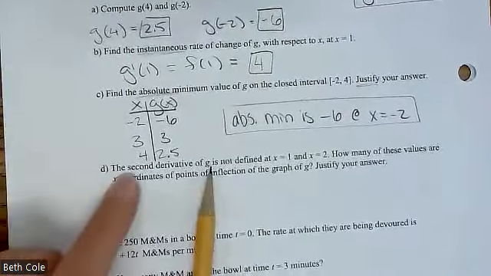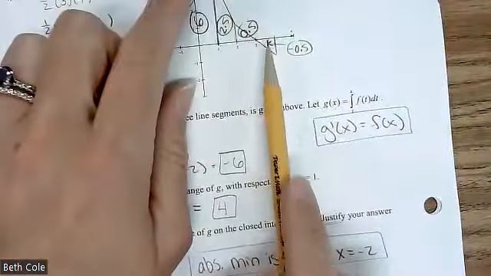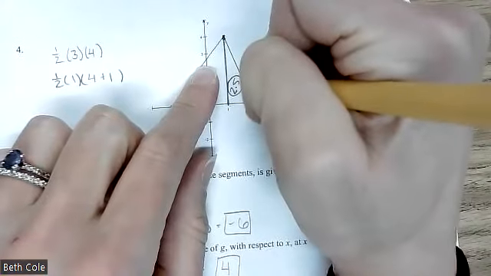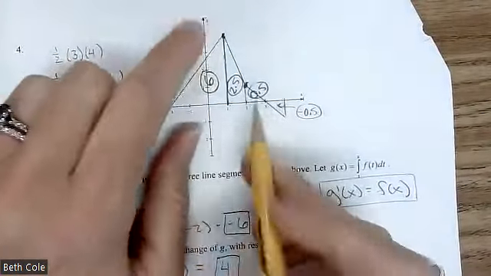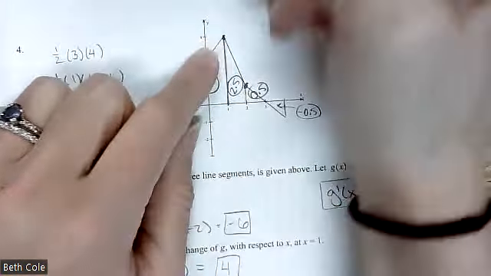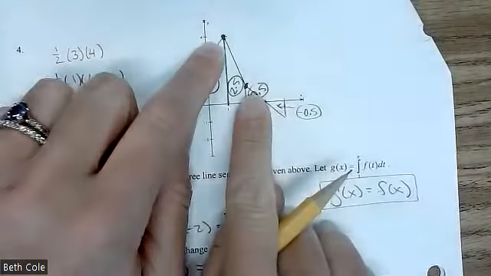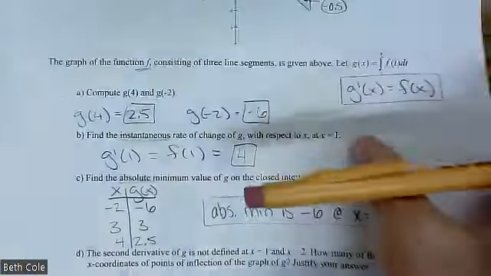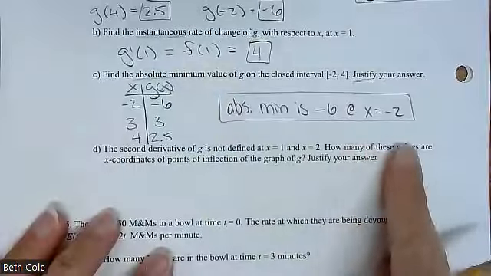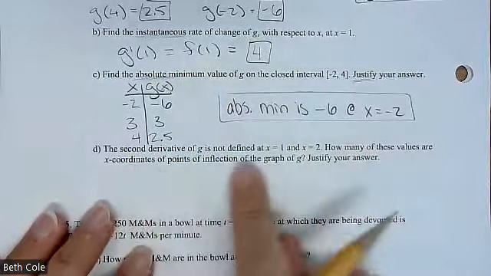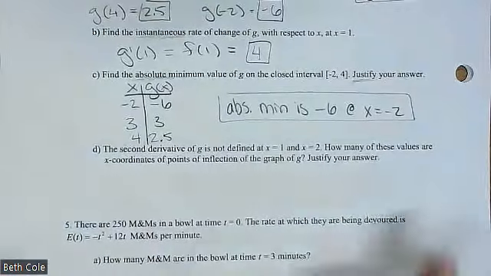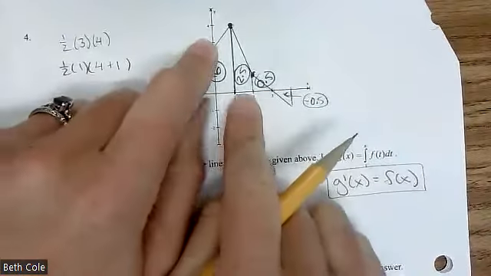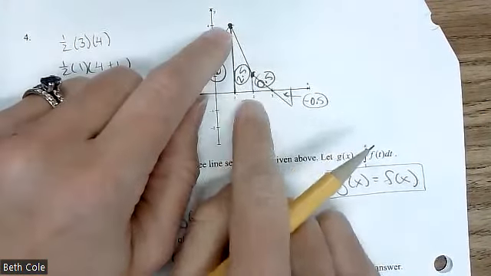The second derivative of g is not defined at 1 and 2. So right here and right here. We should know that without them telling us though. Why can't we get a derivative at those points? Sharp edge, remember, not differentiable due to sharp edge, right? It says, how many of those, so out of 1 and 2, are where we have a point of inflection, justify your answer? Well, I'll go ahead and tell you one of them is and one of them isn't. Which one is going to be where we have an inflection point, 1 or 2?